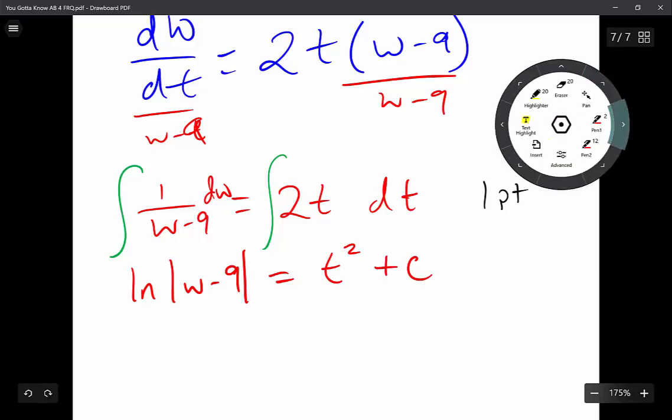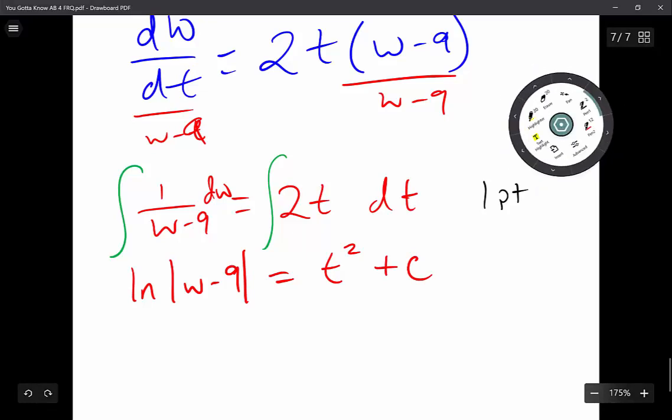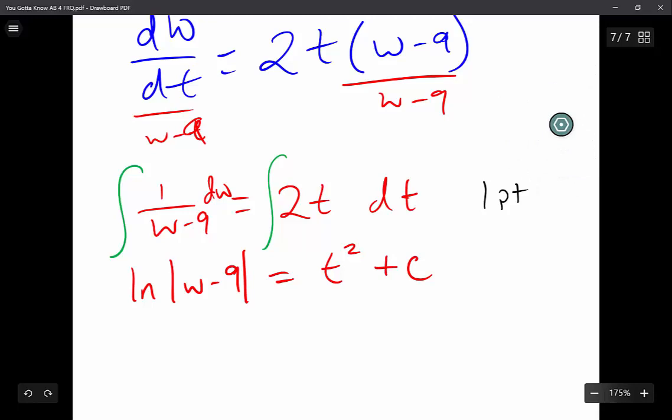This can be anywhere from 1 to 3 points, right? Usually it's 1 or 2 points. A lot of times it's 1 point for the left side integral and 1 point for the right side integral. But you need to have that plus c, or you basically don't get any points from here on out.